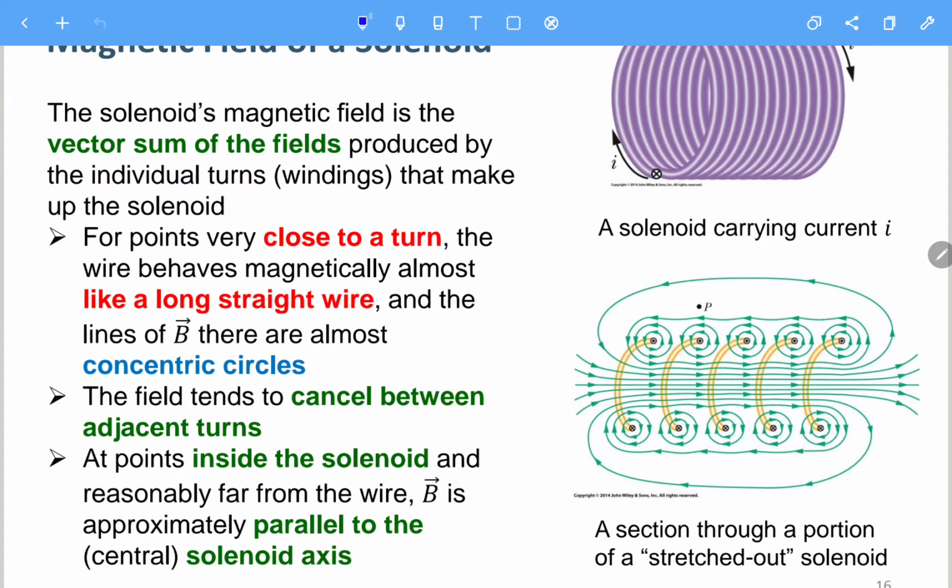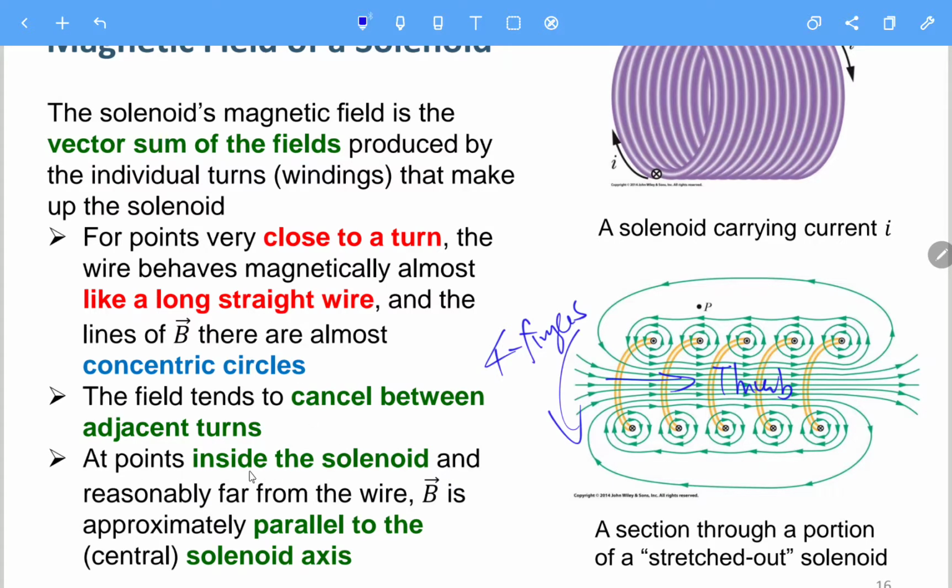You use your fingers to follow the direction of the current. You can simply imagine this is going out of the page and this is going into the page. So the current is somehow like this, and then the B field will be pointing to the right side. So you use your forefinger in this direction, and then your thumb will be pointing to the right side, which is the direction of the B field.